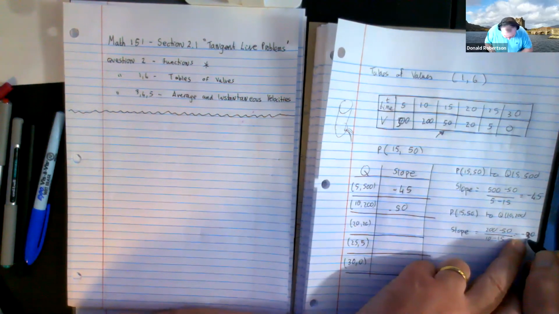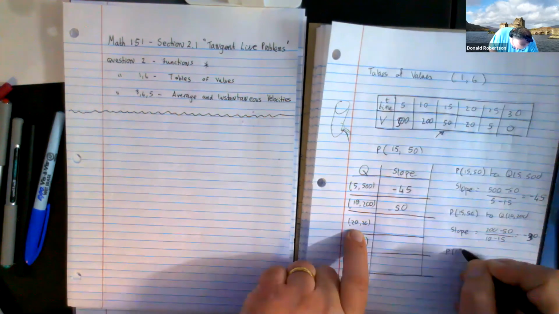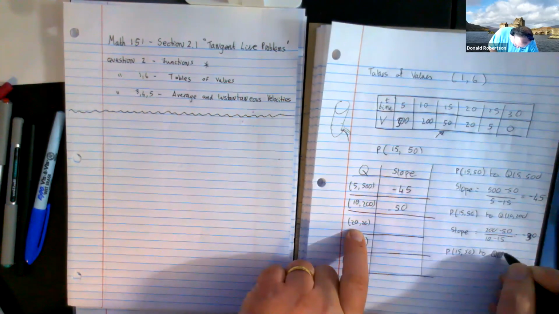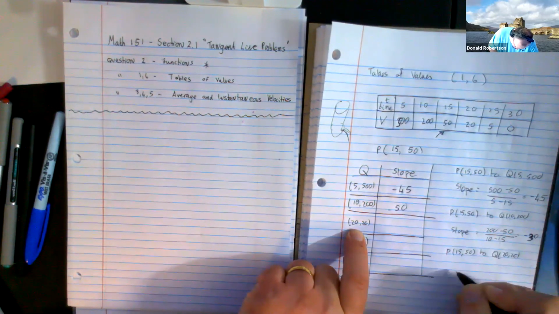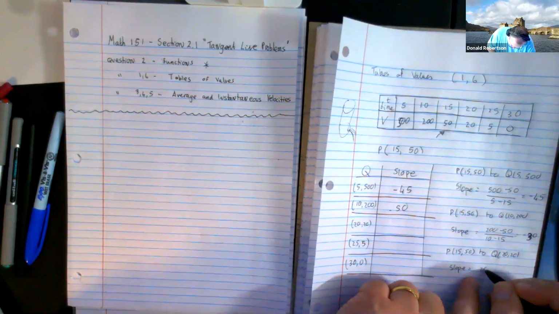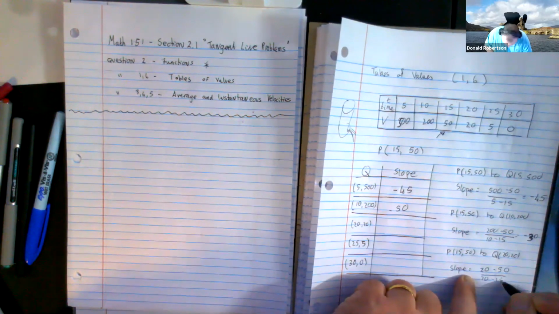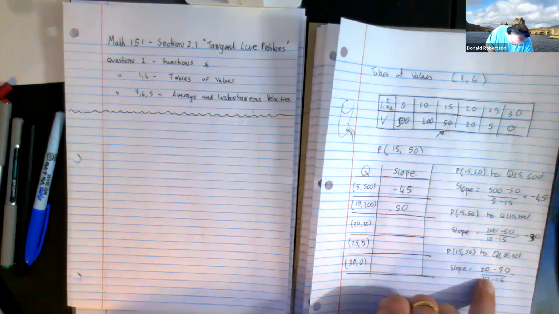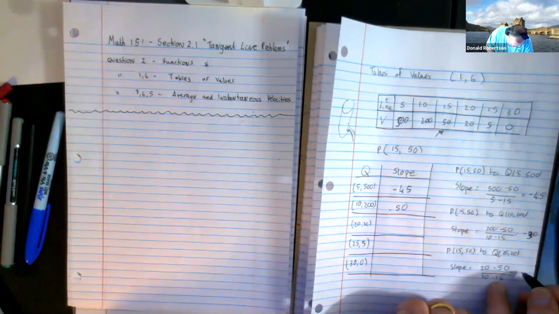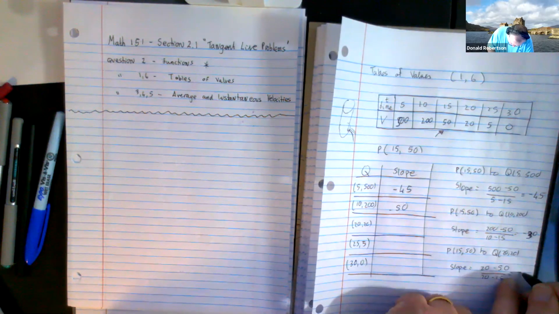Negative 30. Right, last one. Let's do this guy to that guy. Well, the slope is going to be 20 take away 50 and 20 take away 15, and that's negative 30, and negative 30 over negative 5, negative 30 over positive 5 is negative 6.